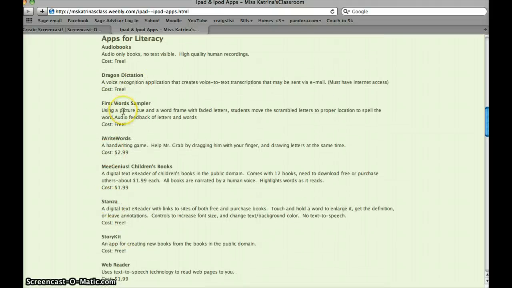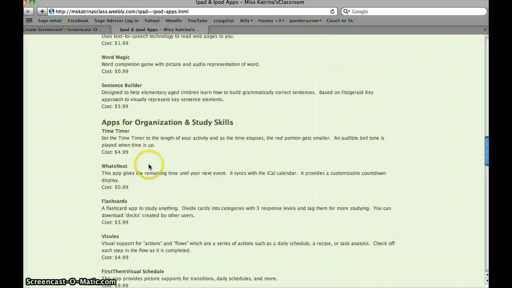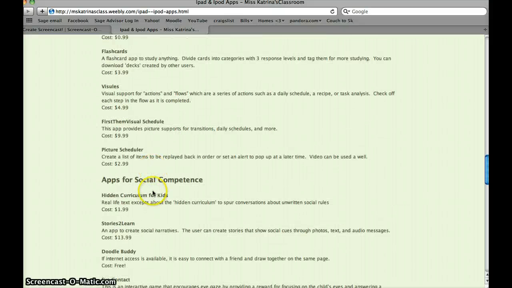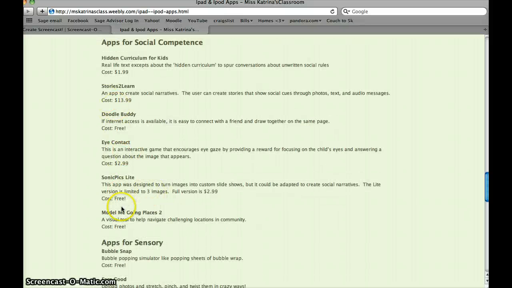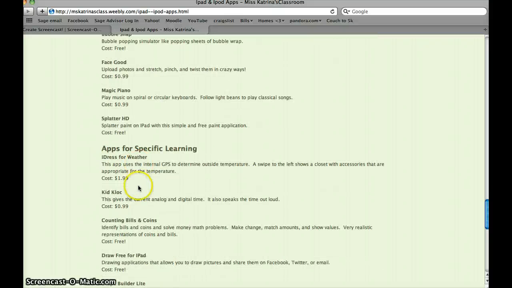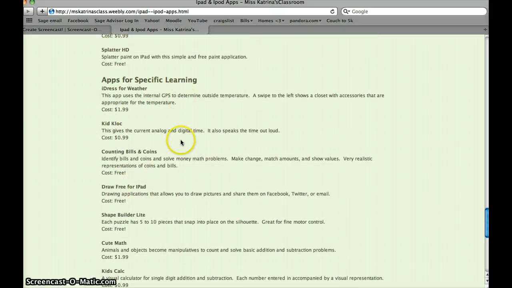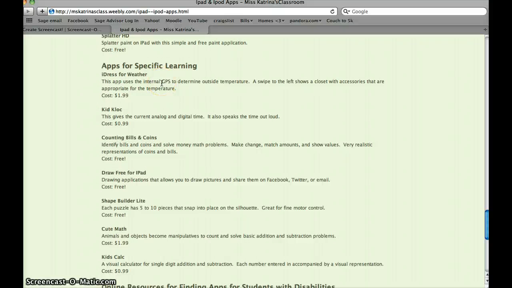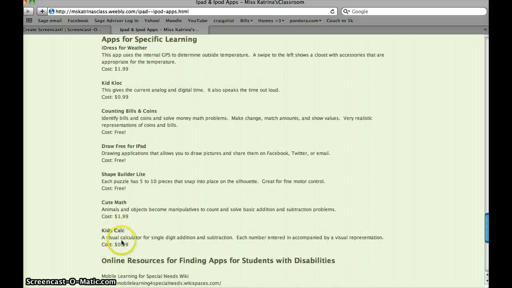So there was communication, there was literacy, organization and study skills, social skills, learning how to make eye contact or sequencing of events. There are some sensory apps. Here's a bubble wrap popping one where it simulates the bubble wrap, and that's a free app. There's apps for specific learning, such as knowing what clothes to wear for the weather or counting bills and coins, math skills, and this Kids Calc is pretty cool.